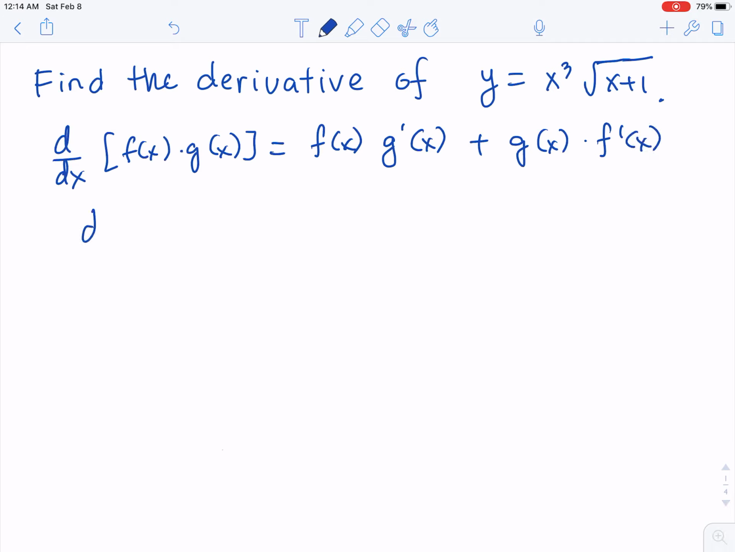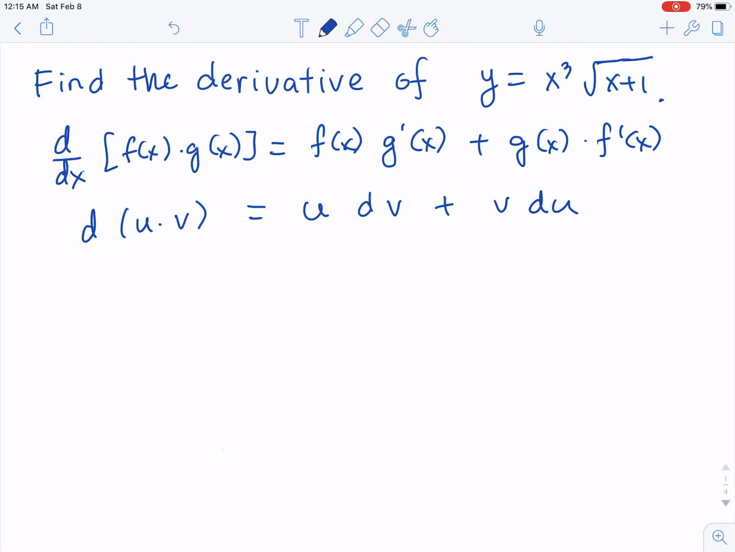Sa ibang libro, d of u times v is equal to u derivative of v plus v derivative of u. So, ang u natin dyan ay itong f of x at ang v natin ay g of x. So, that's another notation. Hindi siya kailangan dito pero gusto ko lang maging familiar kayo. This is one way of also writing this equation, so you can use any of these two equations.